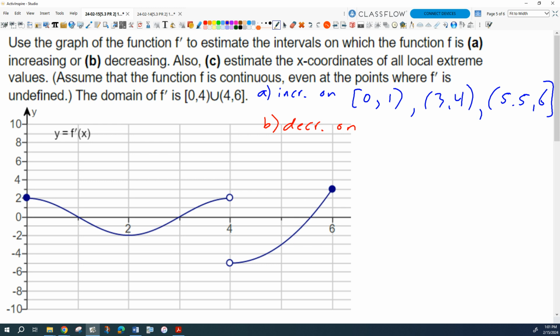Okay, good. Decreasing on what? Parentheses, 1 to 3. Okay, parentheses, brackets. Or 4 to 5 and a half, with parentheses. So 11 twelfths. Okay, all right, good. So now, it is 11 twelfths.